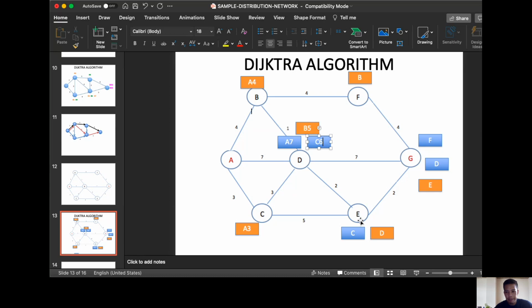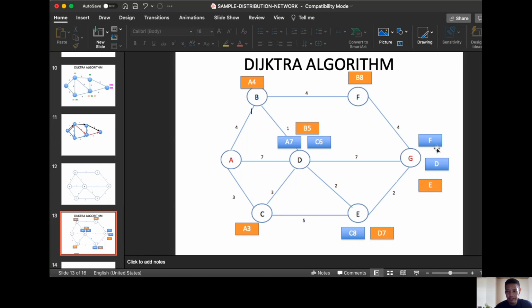And let's go to E. There are two sources, C and D. If it comes from C, 3 plus 5, this is 8. If it comes from D, again, the principle among the choices is to choose the lowest value. So here we have 5. 5 plus 2, we have 7. And for F, there is only one arrow. So 4 plus 4, this is 8.